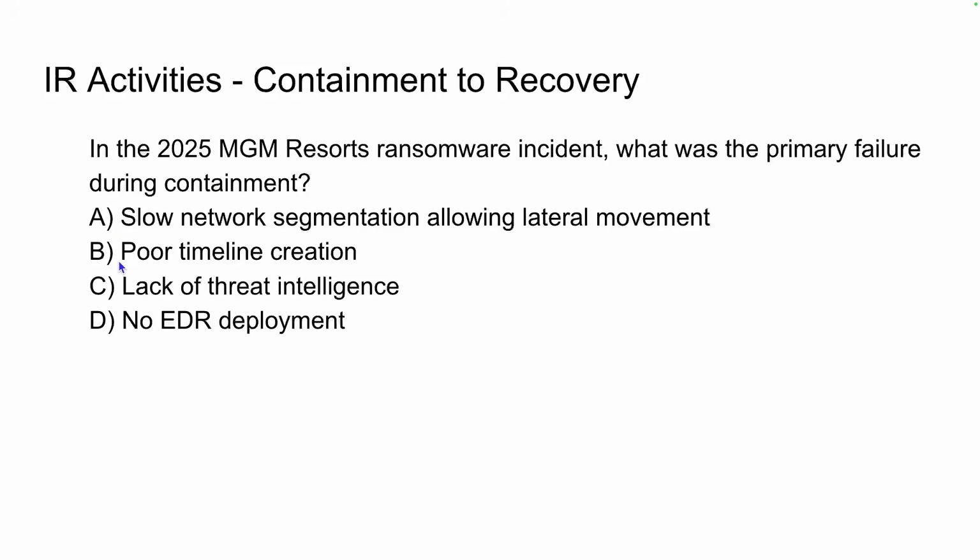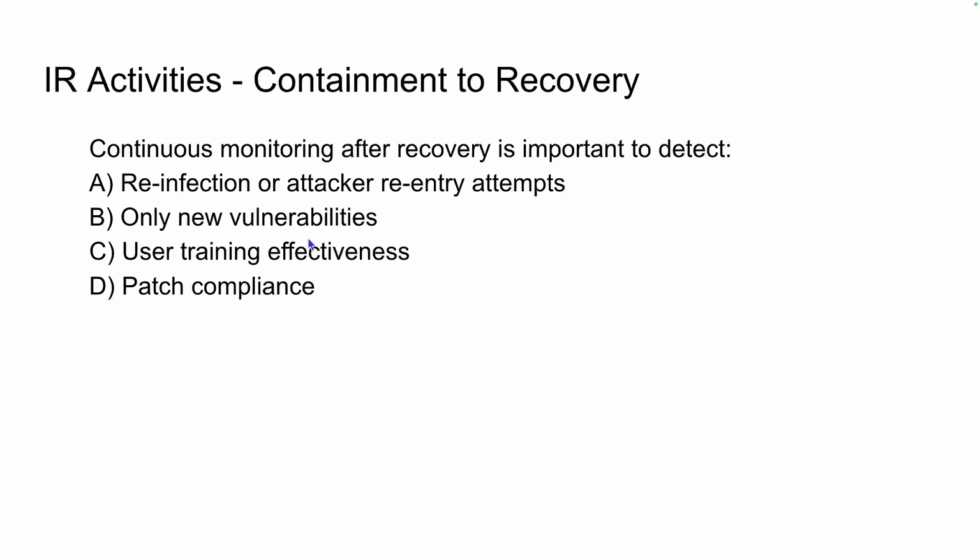In the previous chapter, we actually reviewed this. In episode 8, we did review this, and we chalked up one of the reasons why they failed to timeline creation. So poor timeline creation was also one of the things that they did wrong, but specifically talking about containment, it would be the segmentation of the network and allowing lateral movement. So that would be the answer.